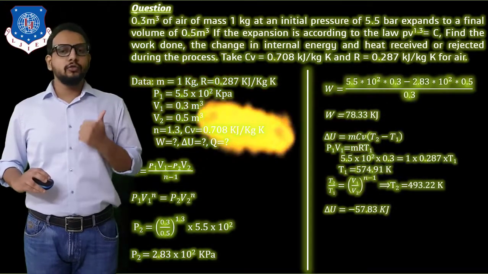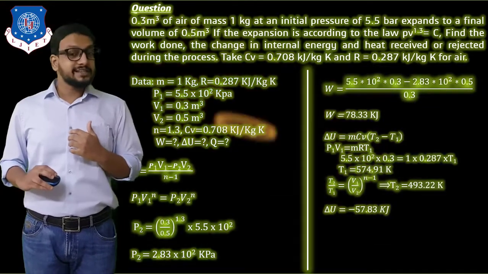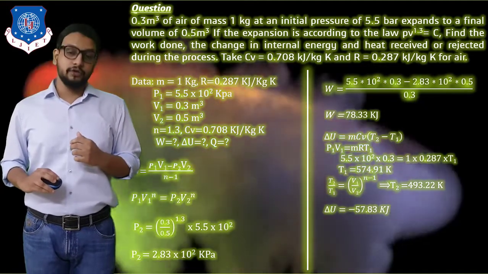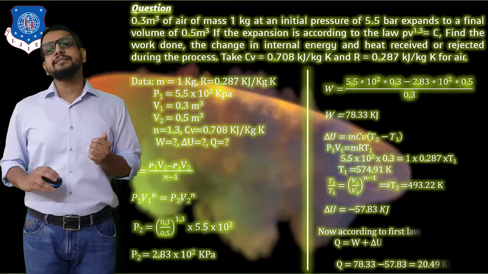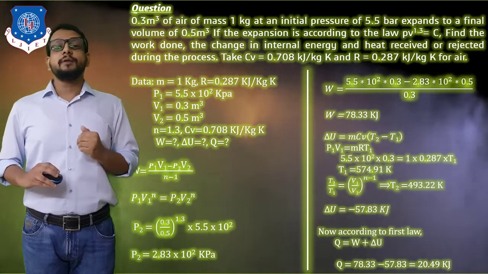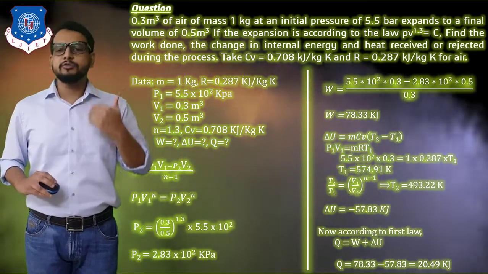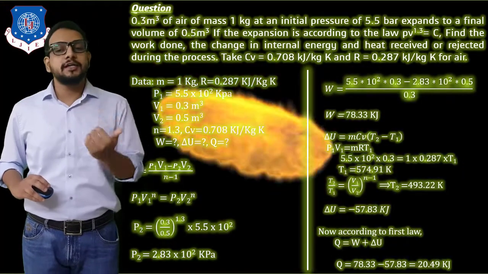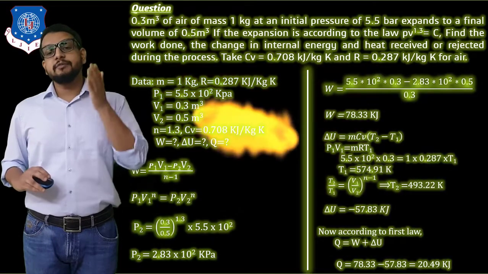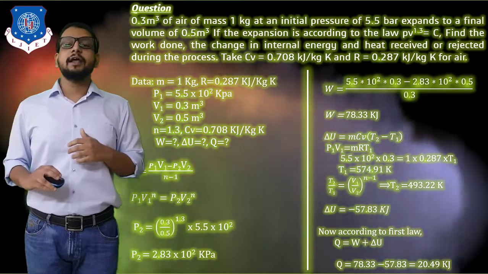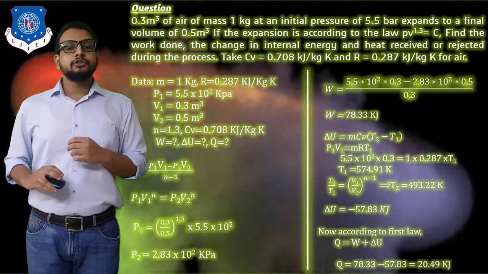Okay, so I hope that you are clear up till here. That is, we have found out two things: work done is how much and delta U is how much. Now our last task is to find out heat transfer. So we know according to our first law of thermodynamics, that is Q is equal to delta U plus W. So we have found out W and we have found out delta U. Directly we need to substitute our values and we can get Q, that is Q is equal to 78.33 minus 57.83, that is delta U. So finally heat transferred will be equal to 20.49 kilojoule.